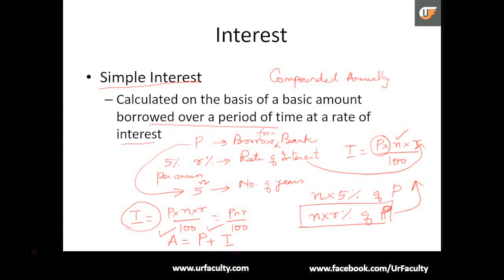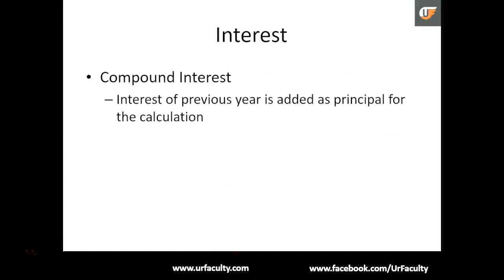Now banks won't be charging you at this rate. What do banks do? Banks actually do it at compound interest. If they did it at simple interest, it would all be great for us. Now they do it at compound interest. What do you mean by compound interest? Compound interest is where the interest of the previous year is added to the principal for the calculation. So you do the simple interest calculation for every year and revise the principal for the next year.